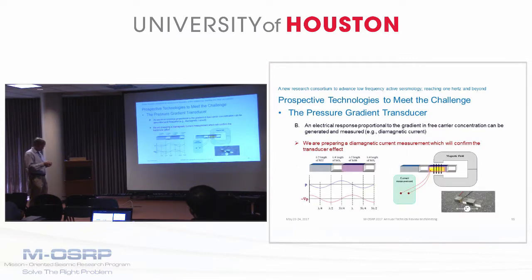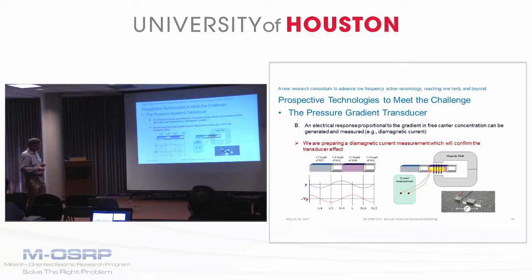So the next step is part B, and that's showing that you can in fact get an electrical response proportional to the gradient in free carrier concentration. For that portion of the experiment, we've modified this structure and included some fused silica in the stack. The reason is that when we generate a pressure gradient in this material, we want it to be in only one direction at a time, because if you have it in both directions, you're going to get currents in both directions and they're going to cancel each other out. So we just want to generate a current in one direction, and so we just have this much InSb.